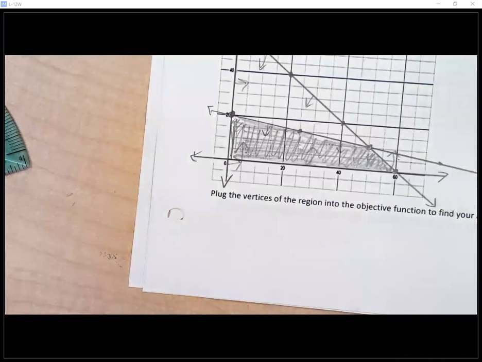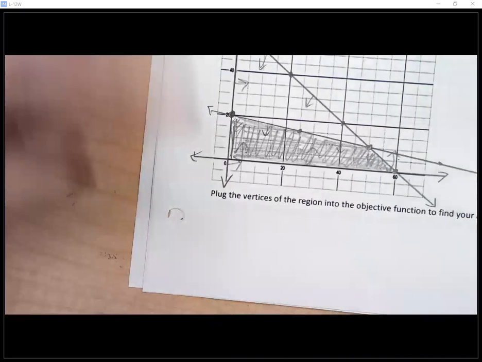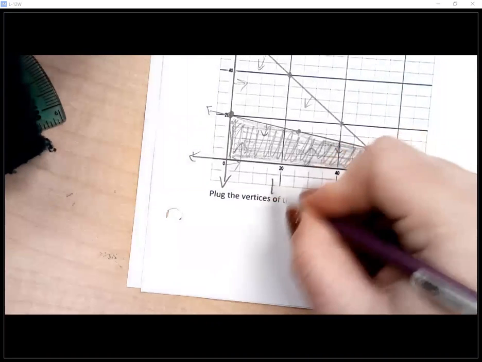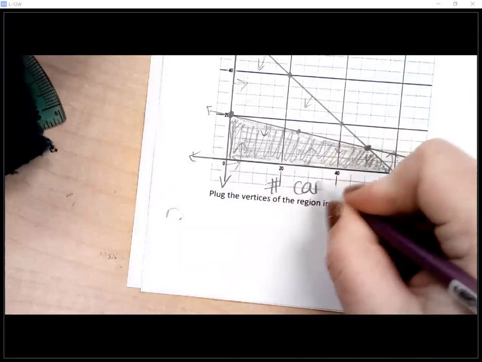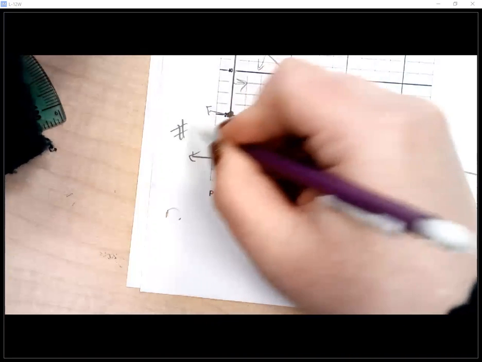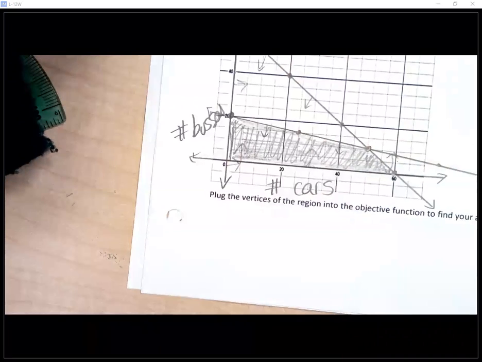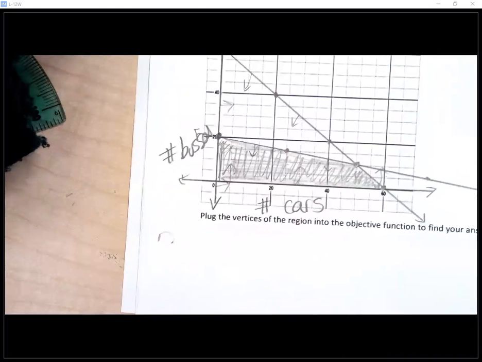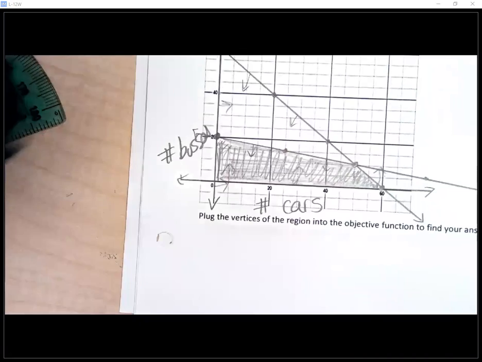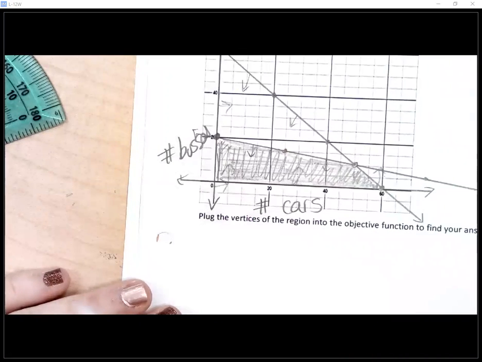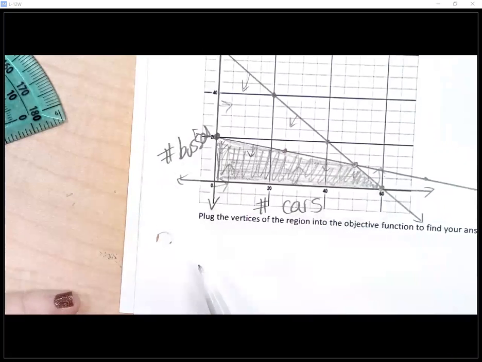And you know what? I'm also going to label our axes here. We said x was the number of cars, so these are cars on this side, and this was buses. So this represents all the different combinations possible. So I could have no cars, 20 buses. I could have no buses, 60 cars if I wanted. Or I could have any combination.